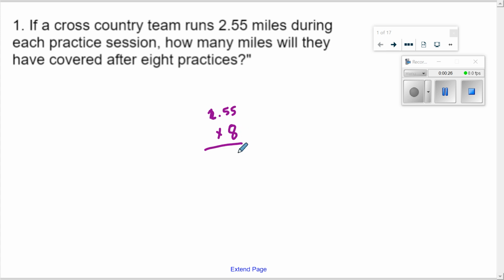8 times 5 is 40. Put a 0 there. Carry the 4. 8 times 5 is 40. Plus 4 is 44. So I'm going to put 4 there, 4 up there. 8 times 2 is 16.